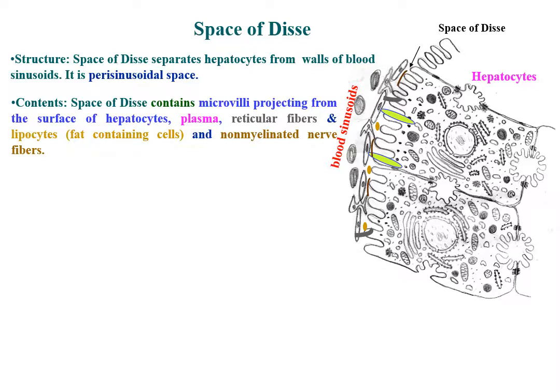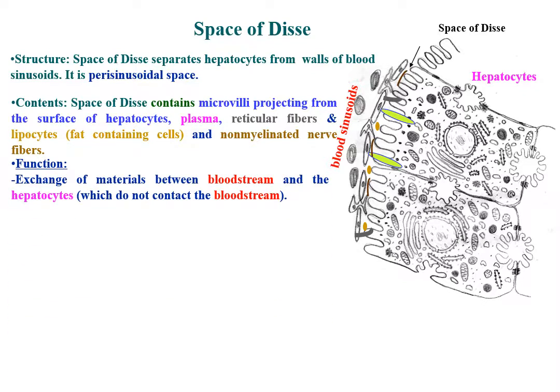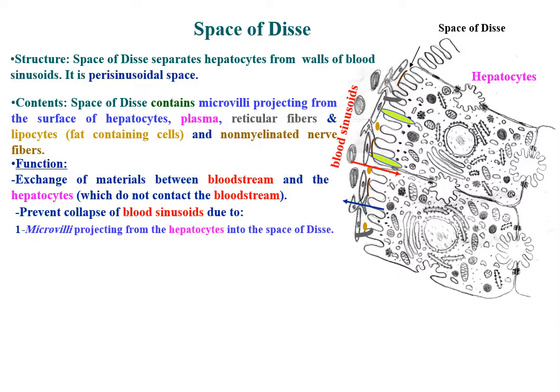Function of the space of Disse. Its main function is exchange of materials between the bloodstream and the hepatocytes, which do not contact the bloodstream. A second important function is to prevent collapse of blood sinusoids due to its content, microvilli projecting from hepatocytes into the space of Disse.